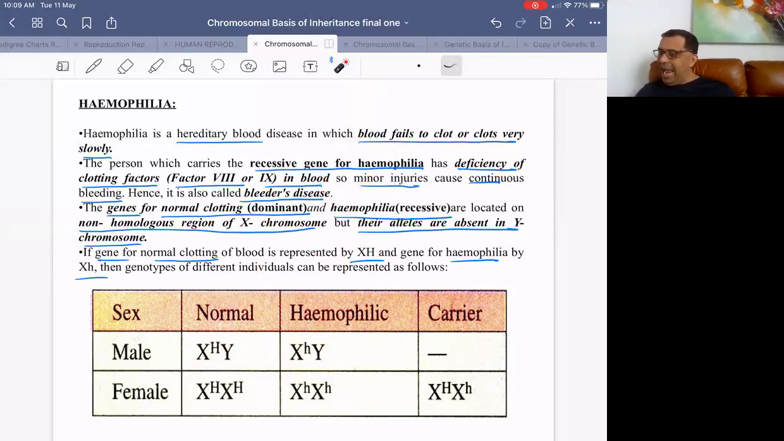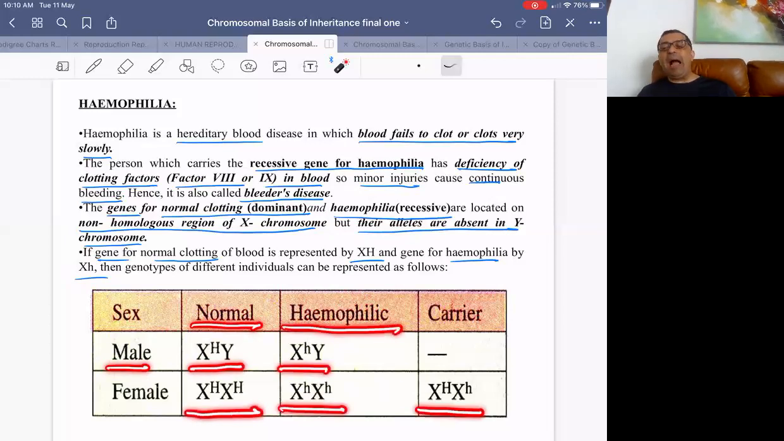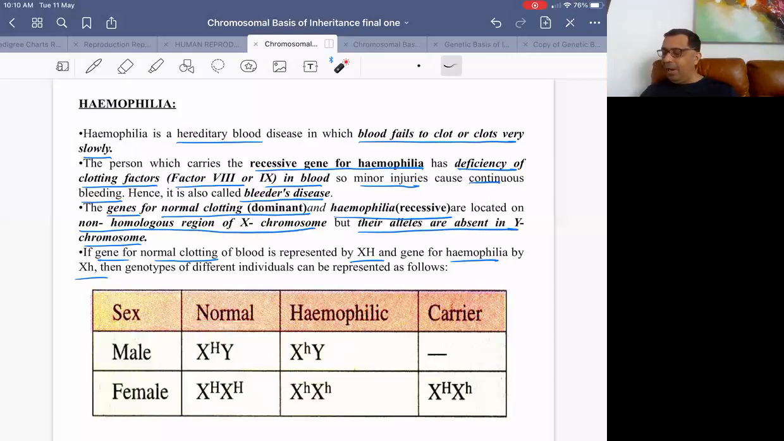तो अगर एक gene for normal clotting is X capital H and gene for hemophilia is X small h, then a normal male will be X capital H Y and a hemophilic male will be X small h Y, and a normal female will be X capital H, X capital H. A hemophilic female will be X small h, X small h, and the carrier will be X capital H, X small h. Same like color blindness, we're just going with another example.